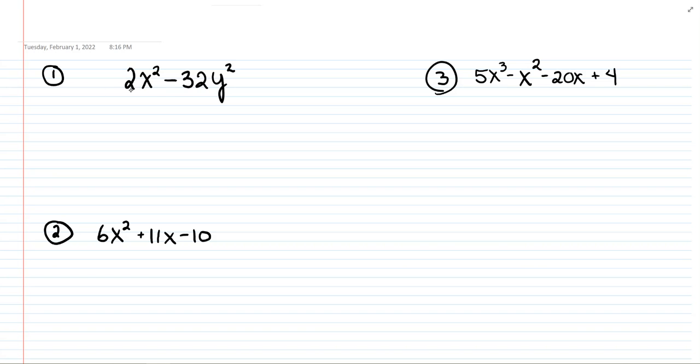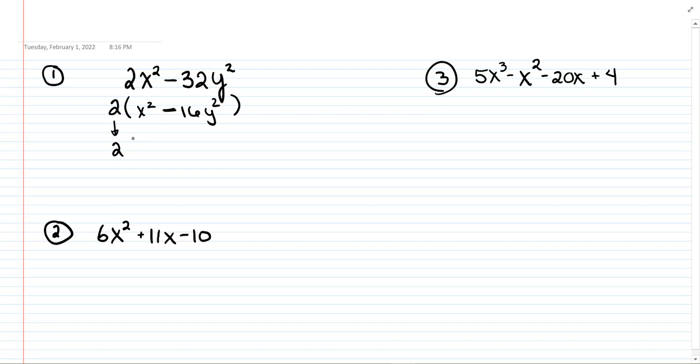In the first problem, they're both divisible by 2, so that would be the first thing that you factor out, the 2. And then write down what's left over. So we have an x squared minus 16y squared. Inside is the difference of two squared things. You bring down the 2 because you factored it out.